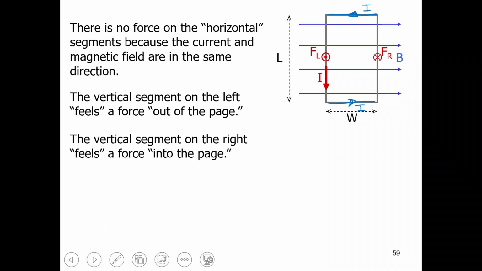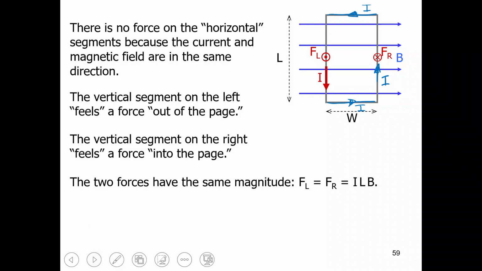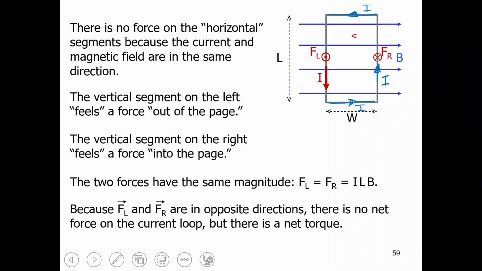If I look on the right side, that current is now actually coming up the opposite direction. And then if I do IL cross B, that's actually going to give me a force that is into the page. Now those forces are going to be equal and opposite, and they will have magnitudes equal to ILB because everything's perpendicular. But there is going to be a net torque, and this is going to cause a rotation.